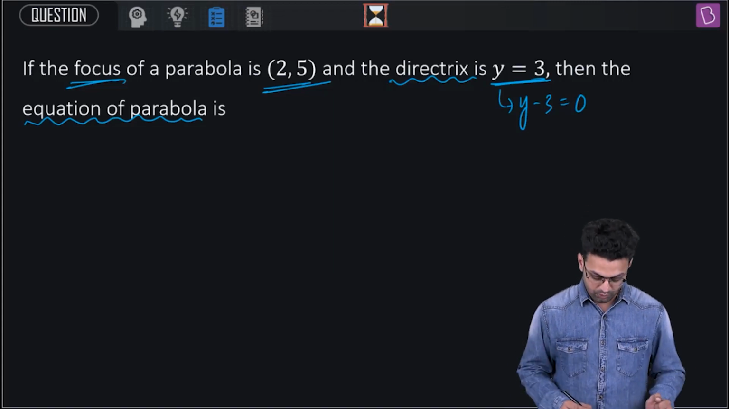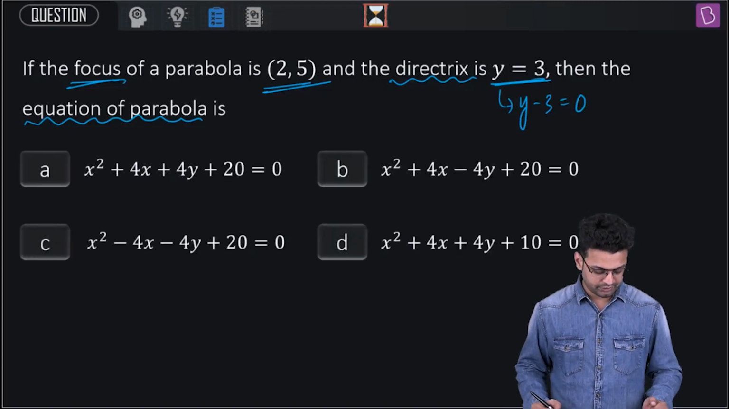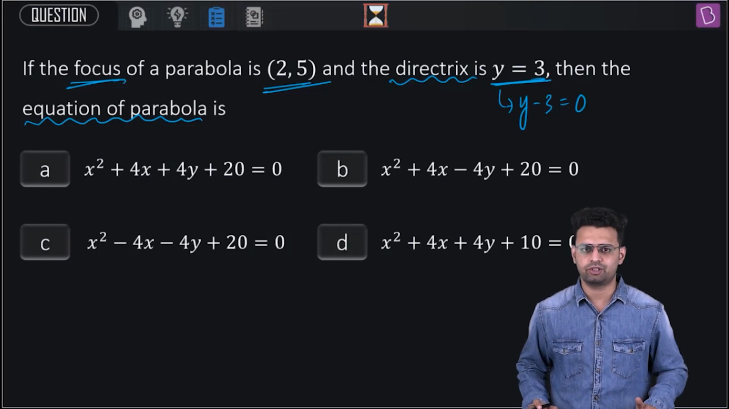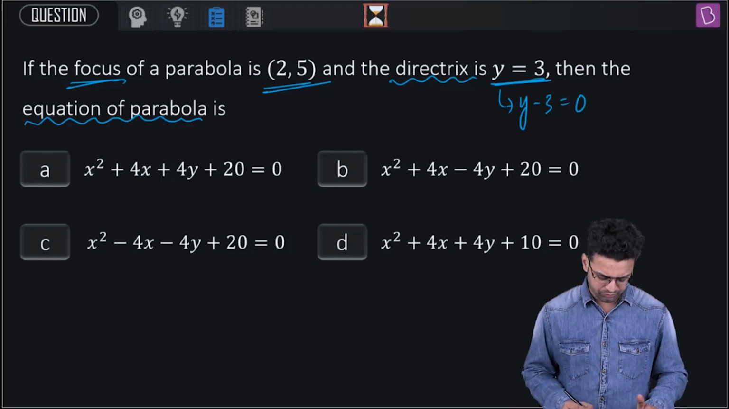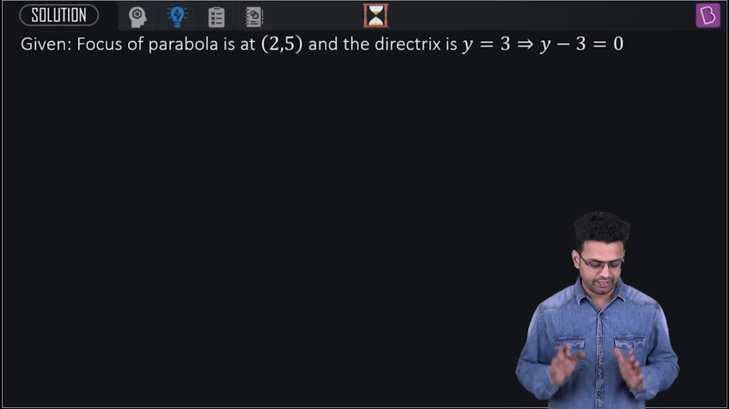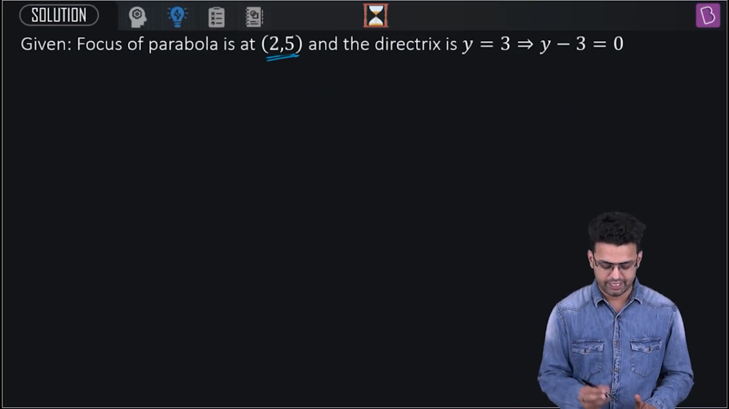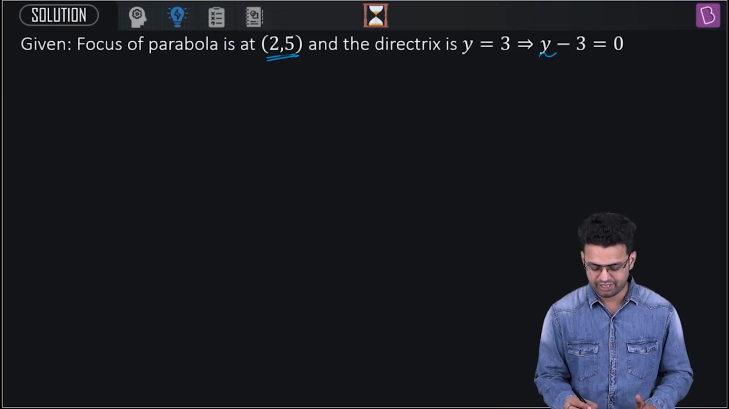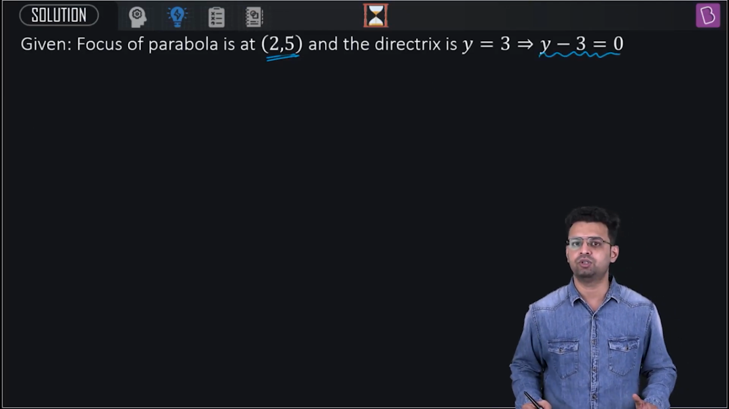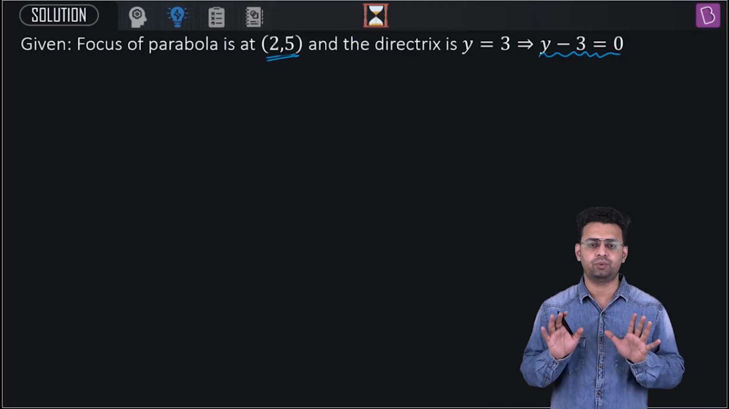Okay, now let us also have a look at the options. So these are the set of options in front of you. Quickly moving to the solution part, let me retain the information which is important. So again, the focus is at (2, 5) and the equation of directrix is y - 3 = 0. We have to determine the equation of this parabola.